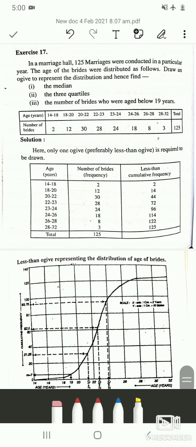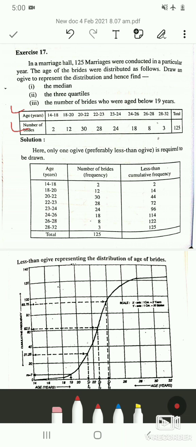In a marriage hall, 125 marriages were conducted in a particular year. The ages of brides were distributed as follows. Draw an ogive to represent the distribution and hence find the median, the 3 quartiles, and the number of brides who were aged below 19 years. The age in years is given from 14 to 18 till 28 to 32, and the number of brides is given. So check whether they are inclusive or exclusive. Here they are exclusive type. If they are inclusive, then convert them into exclusive type of intervals.